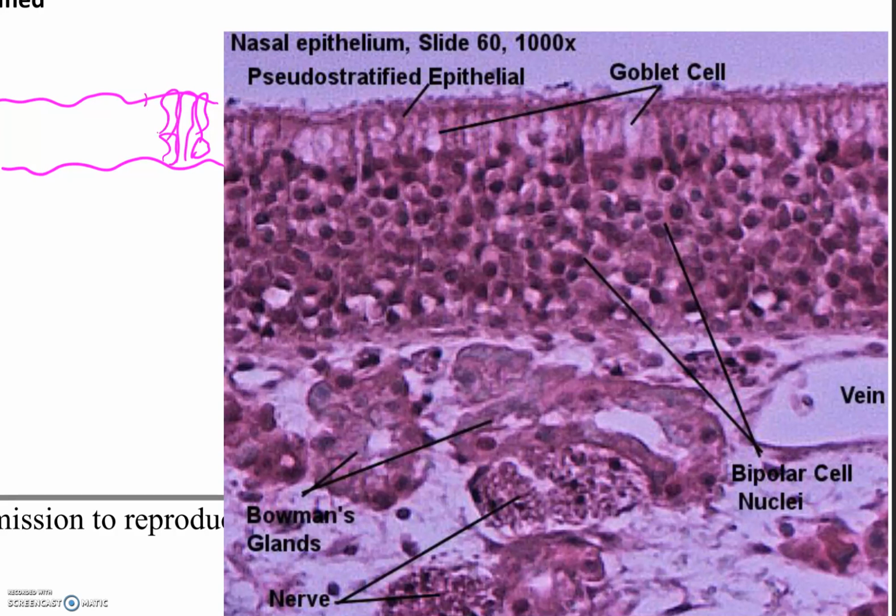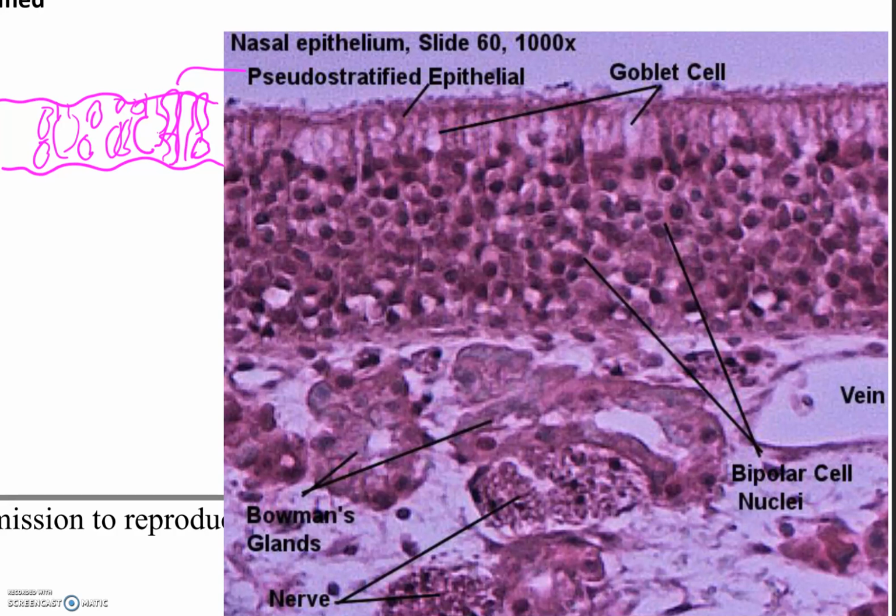Ooh, let's do a goblet cell. I love goblet cells. That's a humongous goblet cell. Some more stratified squamous epithelium. Let's do another goblet cell. That's a good place for a goblet cell. And a little bit more. And do you know what we're going to label this? Pseudostratified epithelium.